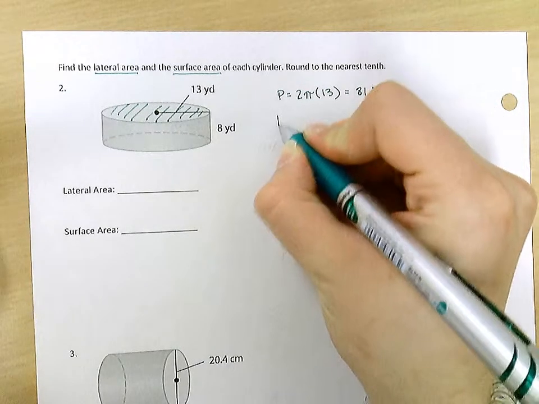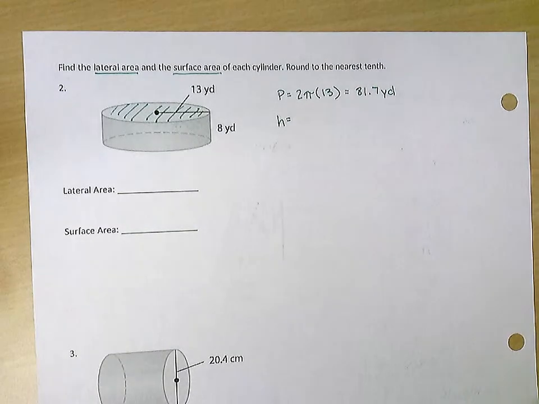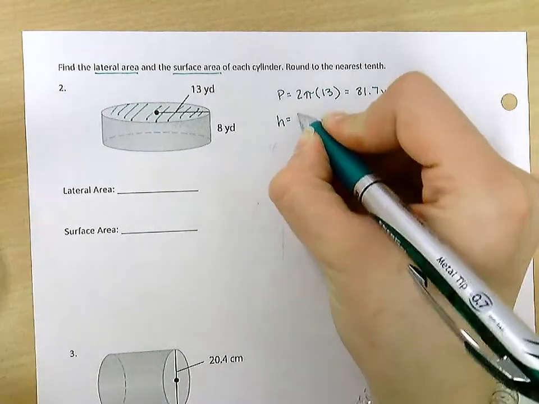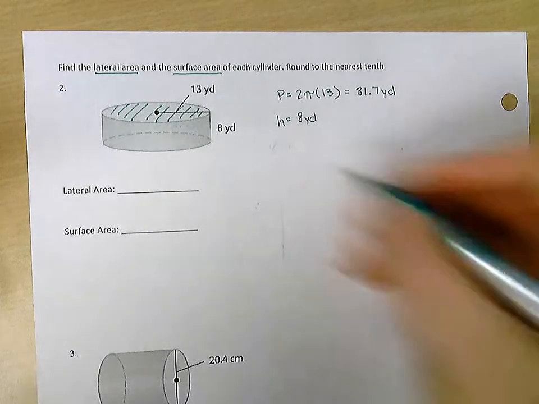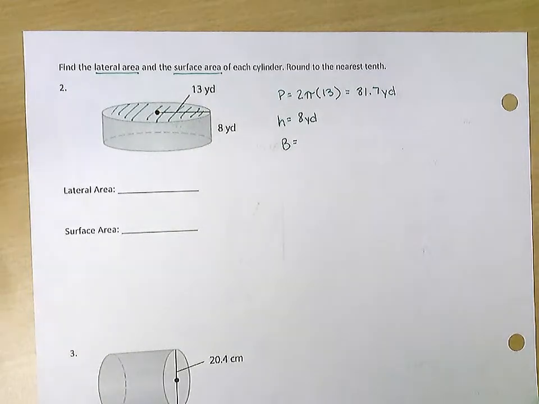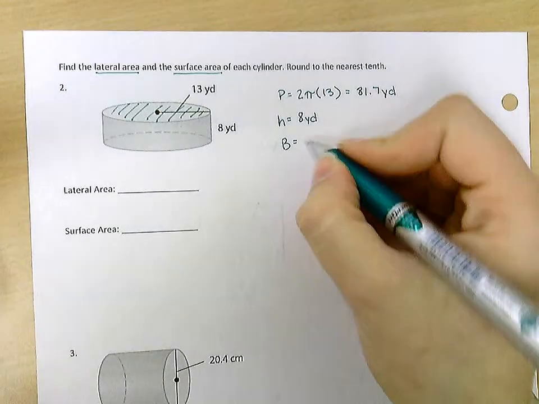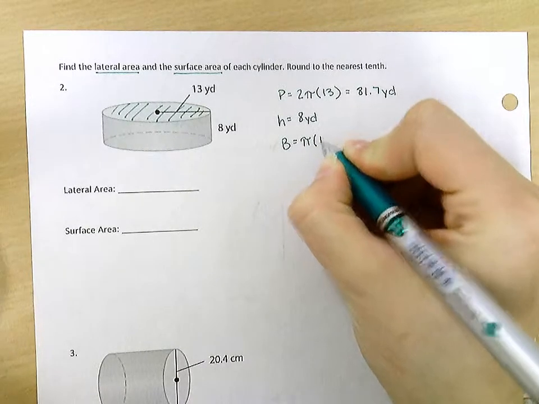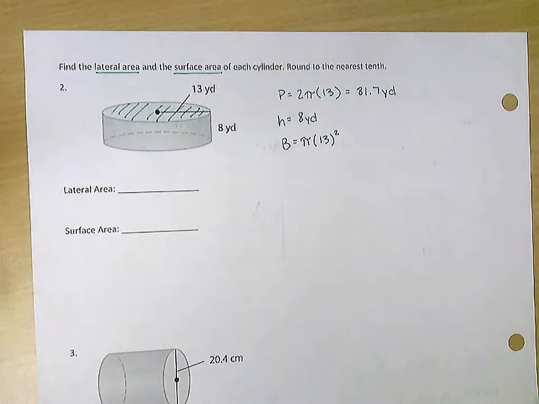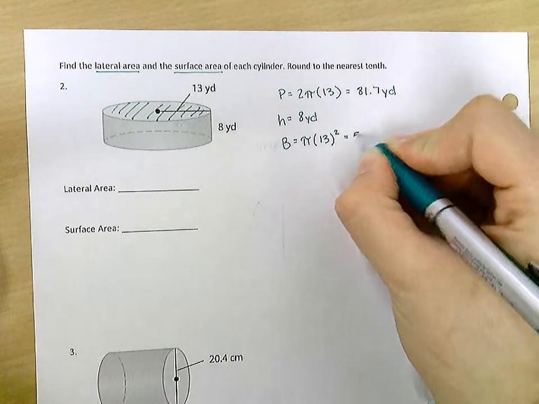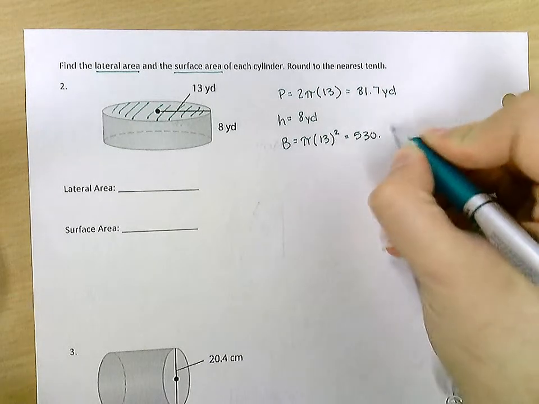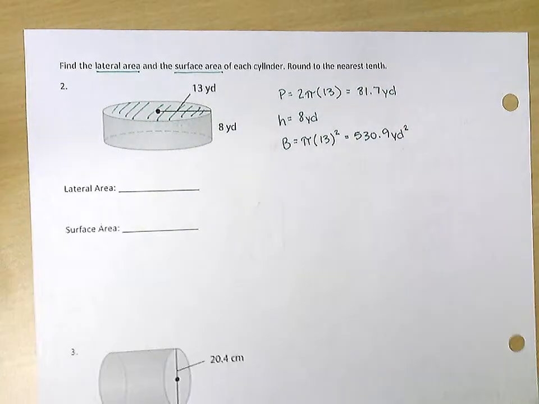Okay, next I need h. H is the distance between your two bases, or the height of your cylinder. That'll be 8 yards. And then I also need B, which is the area of the base. So I need the area of that circle. So we use pi r squared, and r is 13. So I have pi times 13 squared. And that will be equal to about 530.9 yards squared.